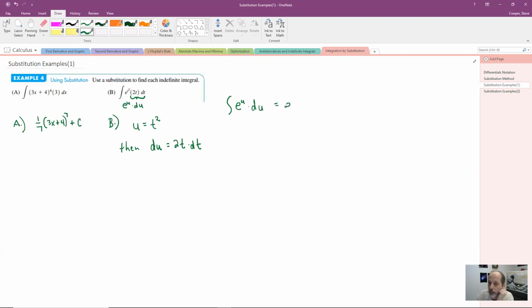So this equals e to the u plus some constant, and back substituting the u, this is e to the t squared plus some constant. Okay, so sometimes things work out quite nicely right from the get-go. Not only that, if you're uncertain if you got it right, you can always check yourself.